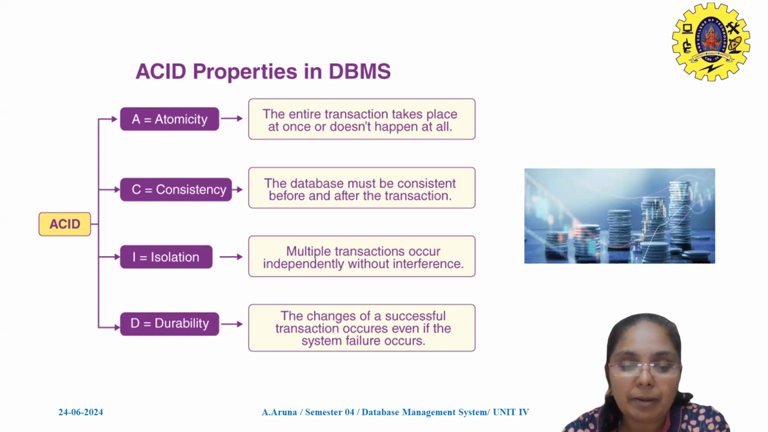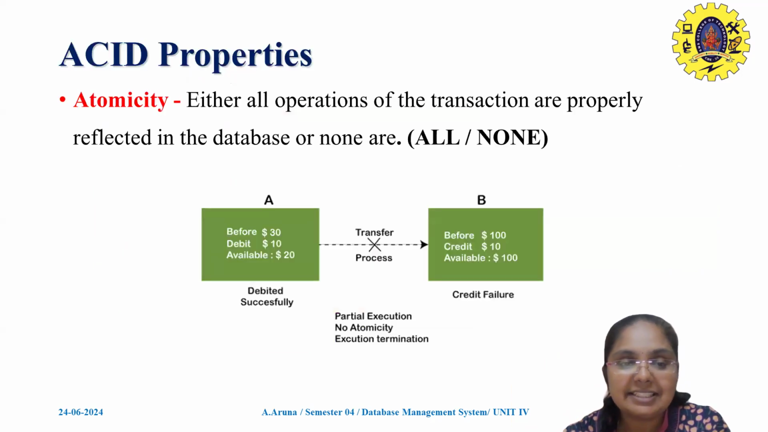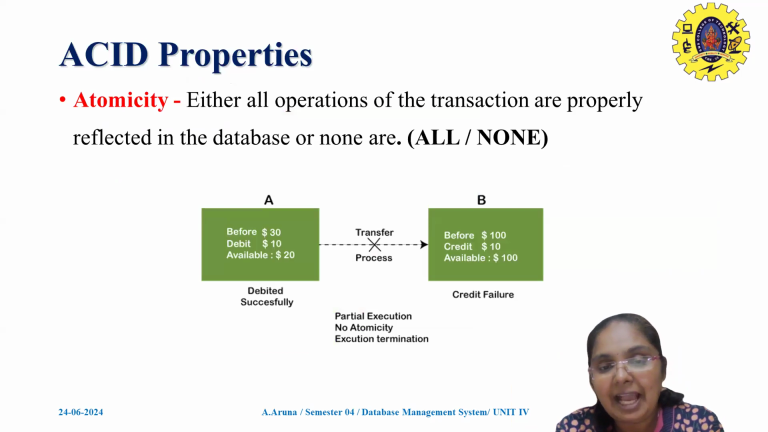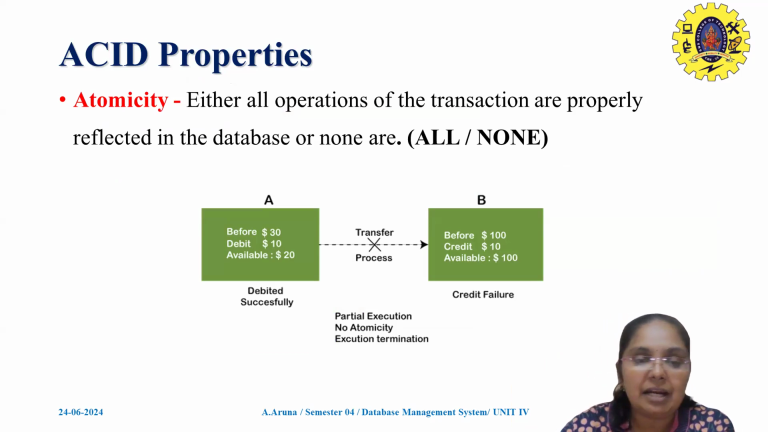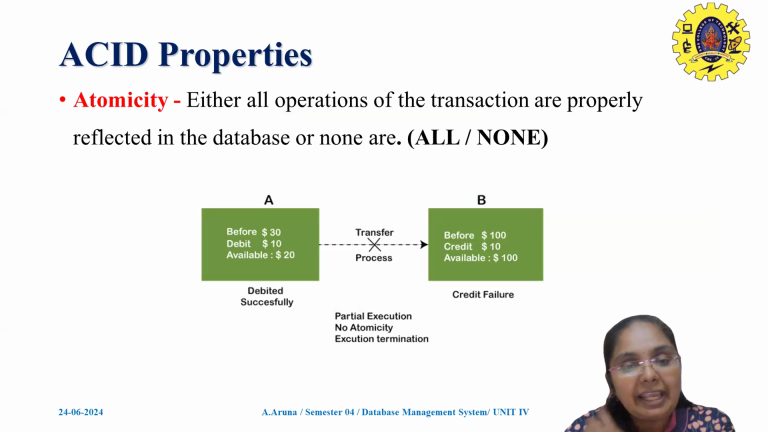Next, we're going to see one by one. First, we can see about atomicity. I said that all the transactions must take place or no transaction should take place. So that can be called atomicity. For that I am giving the definition: either all operations of the transaction are properly reflected in the database or none are done in the database.